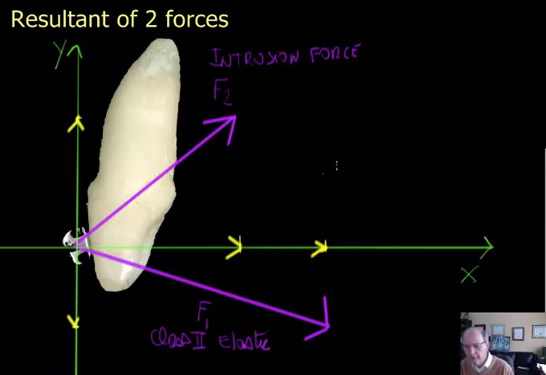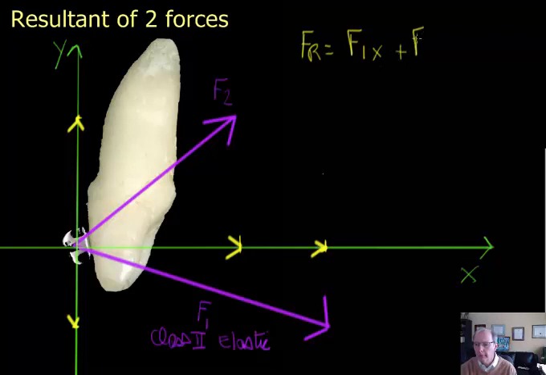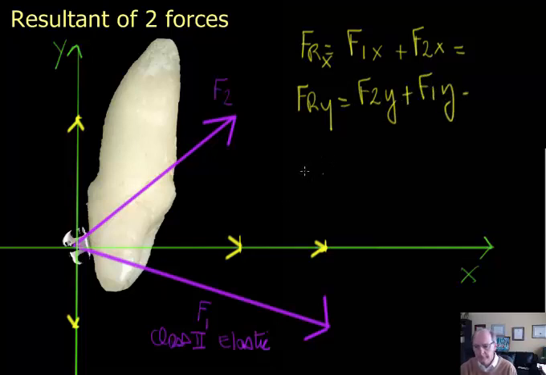The way to calculate the magnitude is now to do an addition to get FR equals F1X plus F2X, which is FRX, and FRY equals F2Y plus F1Y. These are the magnitudes of forces that we now have.